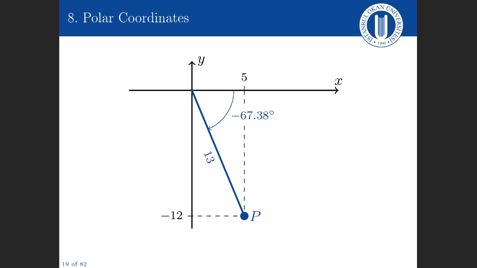Just to check that we haven't made a mistake, it's worth drawing a picture. Here's the point where x is 5 and y is -12. We calculated 13, that looks about right. And we calculated that the angle should be -67.38. On the picture, that looks about right. We haven't done anything silly.